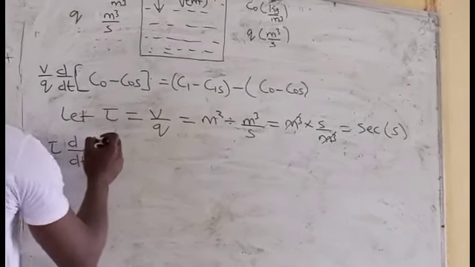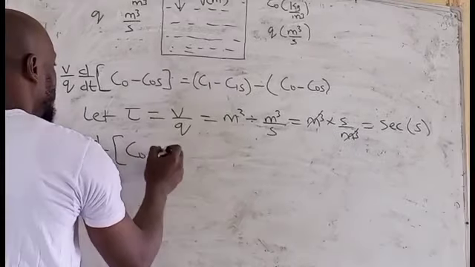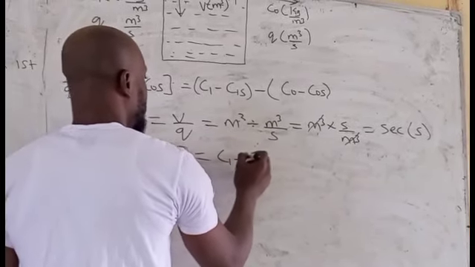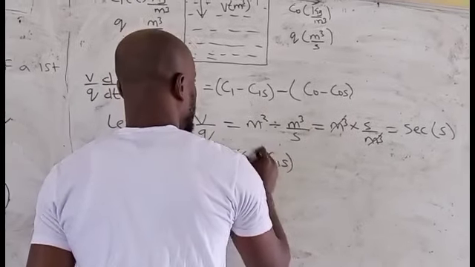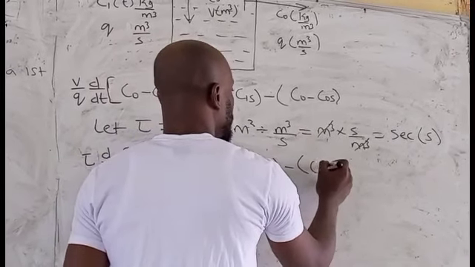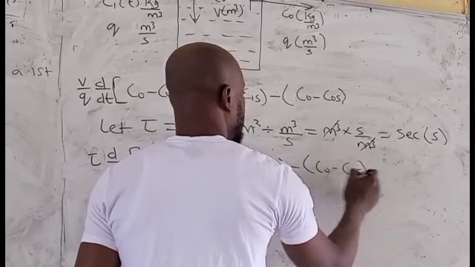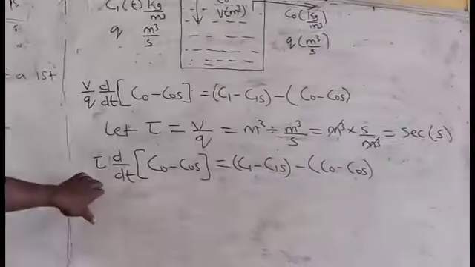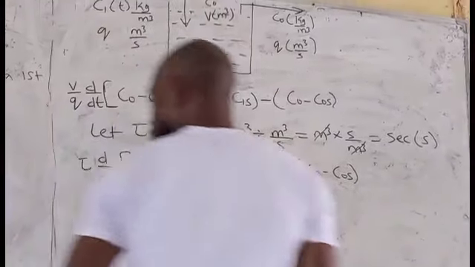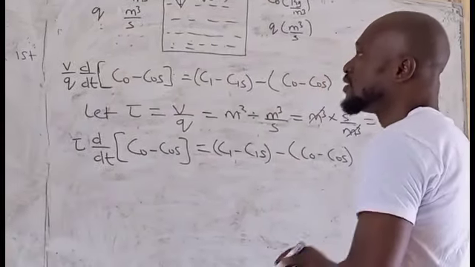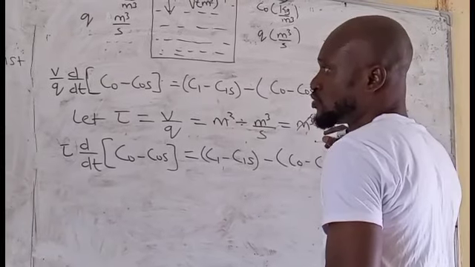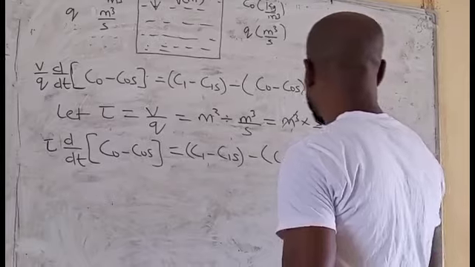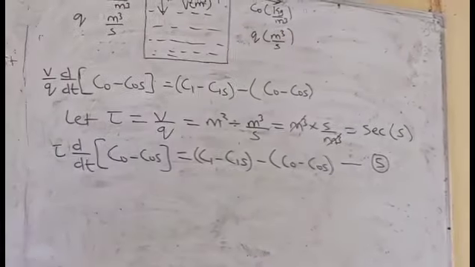So we are going to have tau into CO minus COS, equal to C1 minus C1S, then multiplied by CO minus COS. This is what I'm going to get. So finally, I'm going to get it in this form. This is the equation I'm going to get now. So let's say that equation was equation 4, so let's call this equation 5.